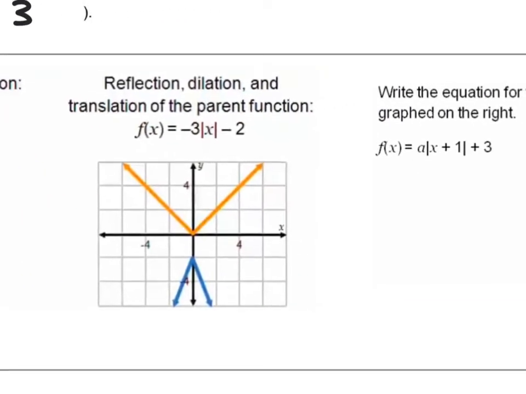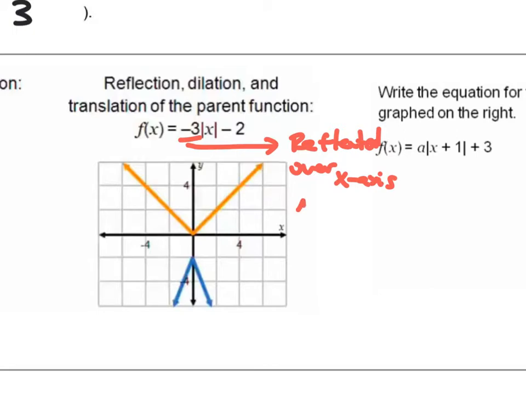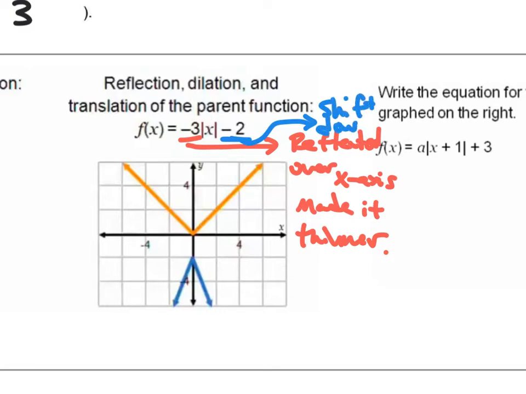A reflection, dilation, and translation of the parent function. So what this did, the -3, okay, so this -3 here, this reflected it over the x-axis, and made it thinner. Okay? The -2 shifted down 2 units. So shift down 2 units. Okay? Sorry, it's kind of messy. All right? But because the 3 is negative, that's what reflected it over the x-axis. Actually having the value of 3 made it thinner, okay? And then the -2 shifted it down 2 units.